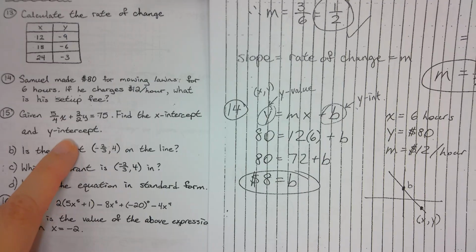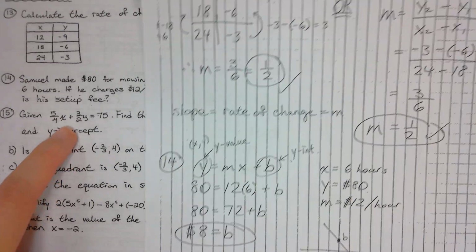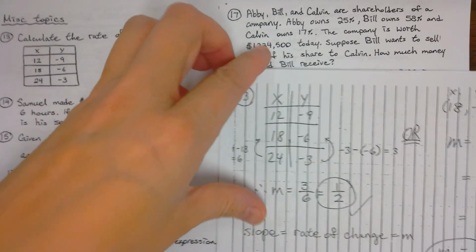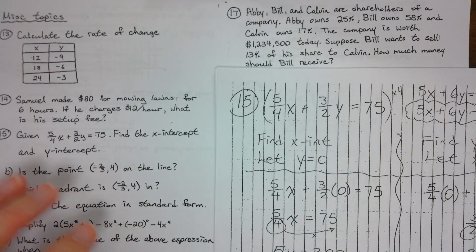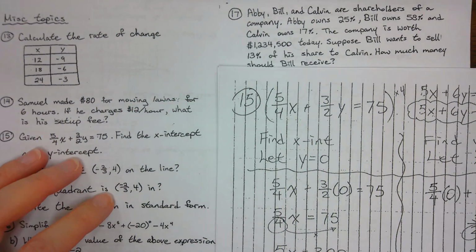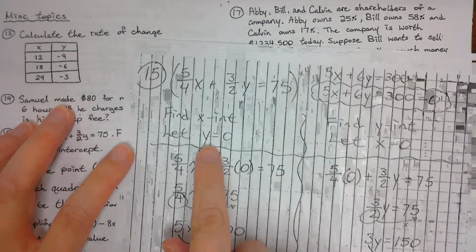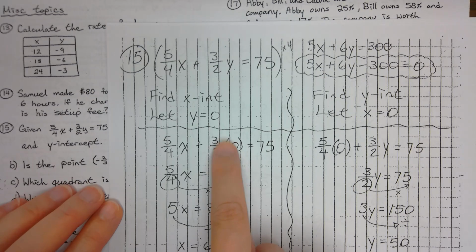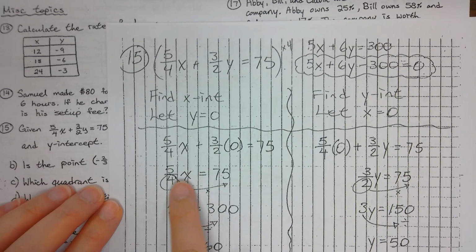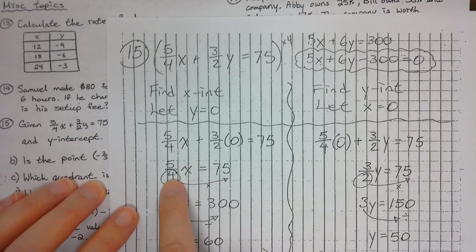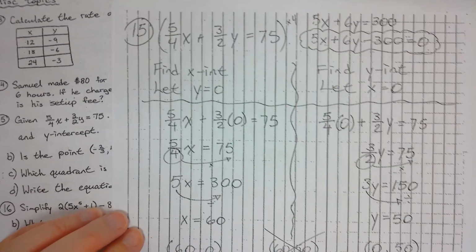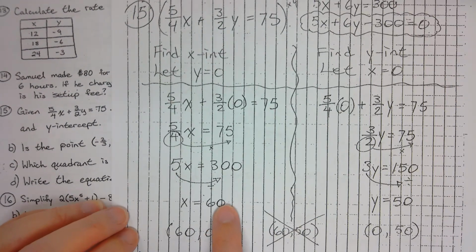Number 15, find the x-intercept, y-intercept. So to find the x-intercept, you let y equal 0. To find the y-intercept, you let x equal 0. Okay, so whenever you multiply anything by 0, that's gone. So you're just left with this. So to solve for the x, you multiply the 4 and you divide by the 5. So you get the 60.